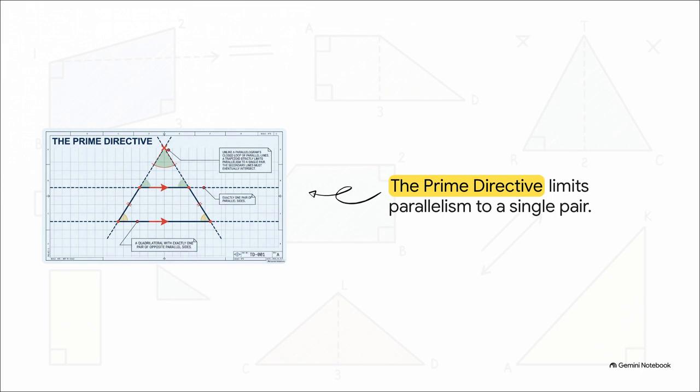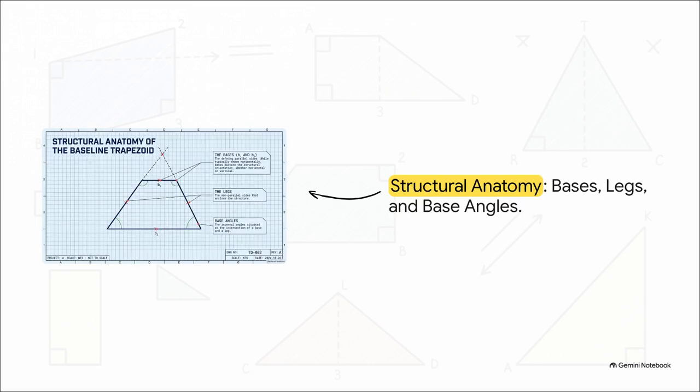So why is this true? Well, if those crashing sides were actually parallel railroad tracks too, the shape would just become a closed loop, which we call a parallelogram. But a trapezoid strictly limits parallelism to exactly one pair of sides. So to summarize our very first clue, exactly one pair of parallel sides is literally what makes this shape a trapezoid. Now that we've got the prime directive down, let's label the rest of the evidence.